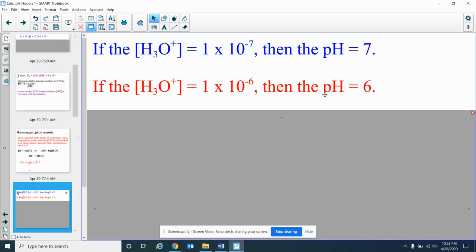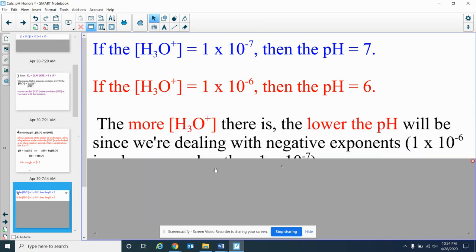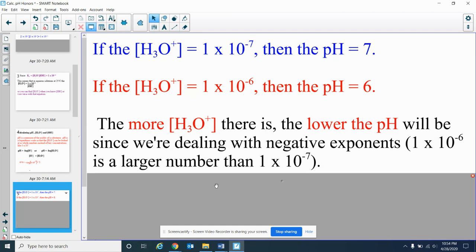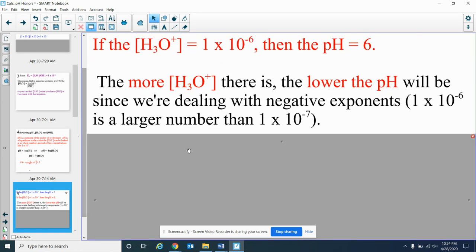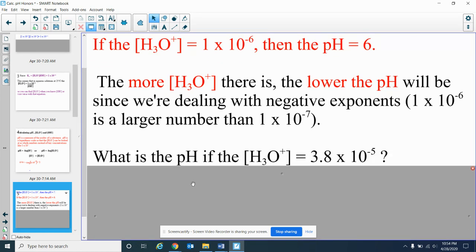And the pH gets lower as it gets more acidic or more H3O plus. So when it's 1 times 10 to the, you can just look at the exponent and make it positive. So the same thing if the H3O plus was 1 times 10 to the minus 5, then the pH would be 5. If the H3O plus is 1 times 10 to the minus 3rd, then the pH would be 3. Okay, so it's easy to do when it's 1 times 10 to it. So the more H3O plus there is, the lower the pH will be, because again, we're dealing with negative exponents, and 10 to the negative 6 is a larger number than 10 to the negative 7th.